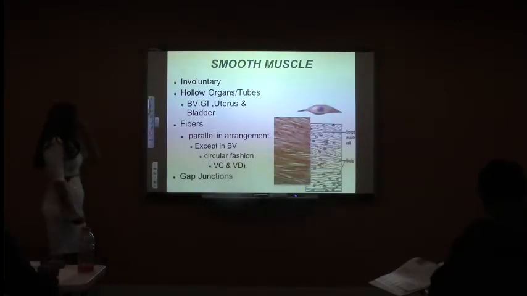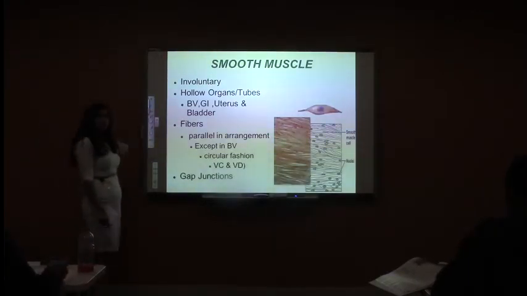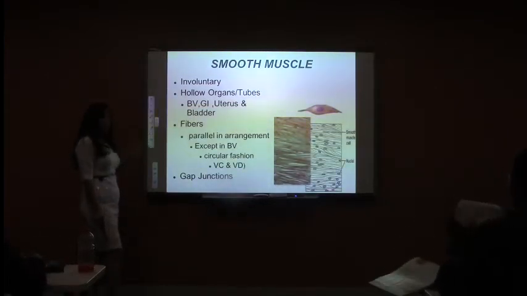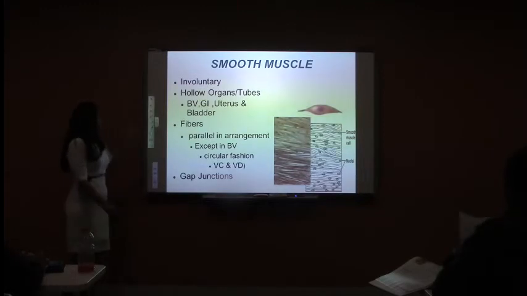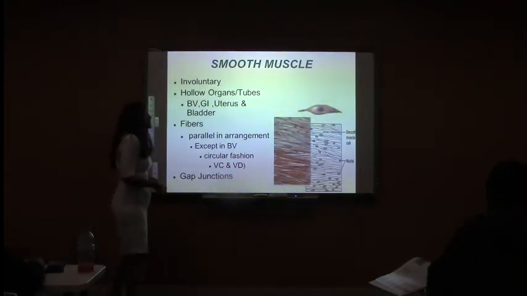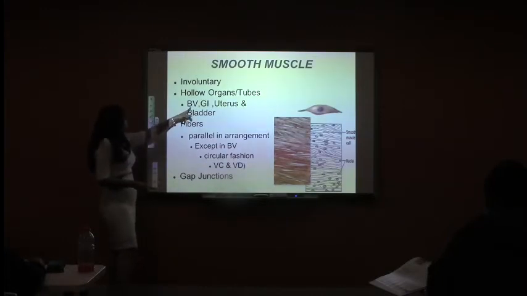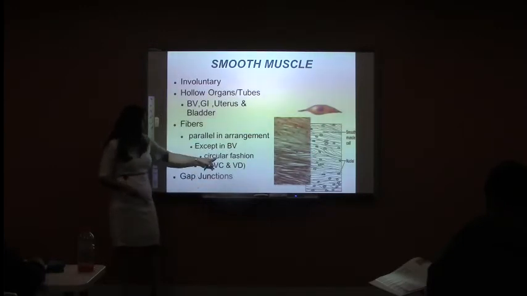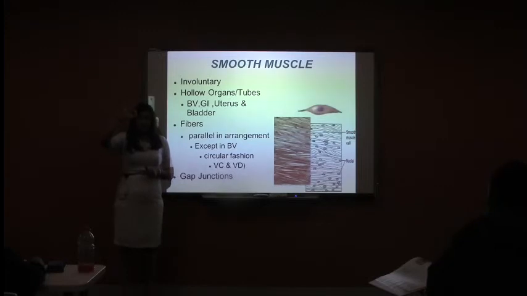Smooth muscle. Involuntary. Okay? Found in hollow organs or tubes. Meaning your fallopian tube contains smooth muscle. So blood vessels, GI tract, uterus, bladder, etc. Fibers run parallel in arrangement. Exception is blood vessel, where it's circular in fashion. So they're like this. Okay?